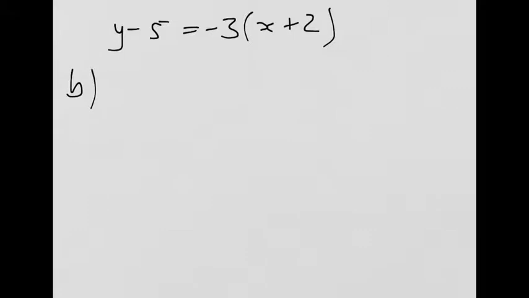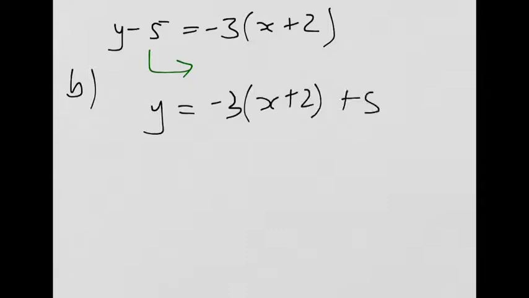So how do we do that using what we have so far? You go x plus 2. Is y by itself yet? No, so I have to bring over the 5, right? So that is -3 times x plus 2, plus 5. It's not quite in slope-intercept form because we don't have number times x plus number. So what do you think we're going to have to do?